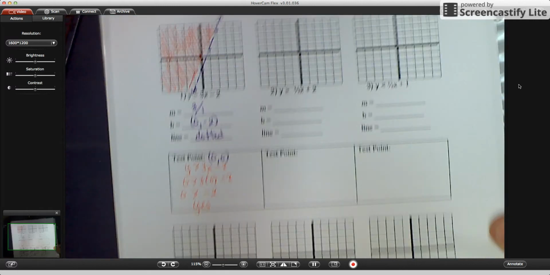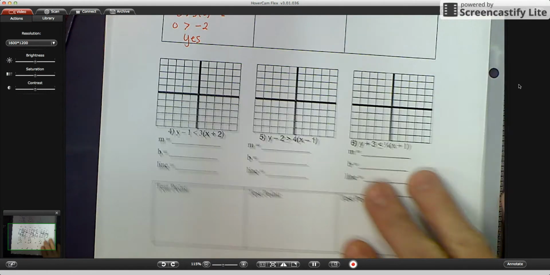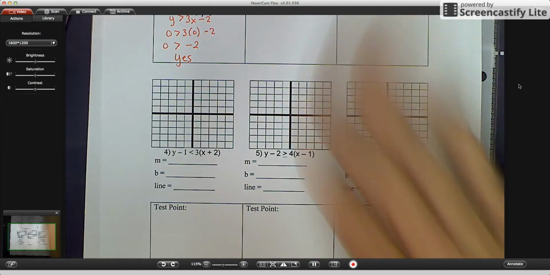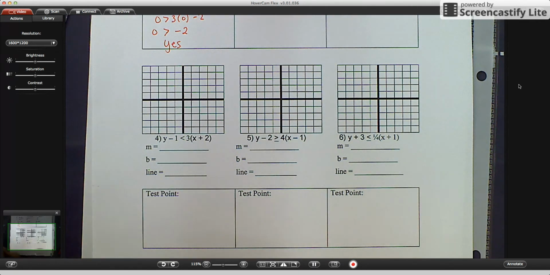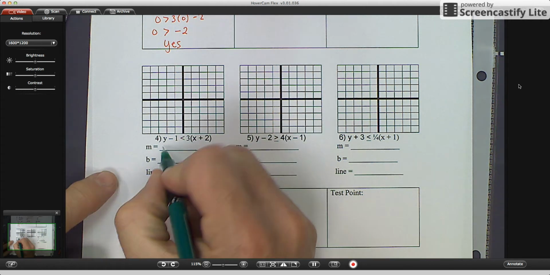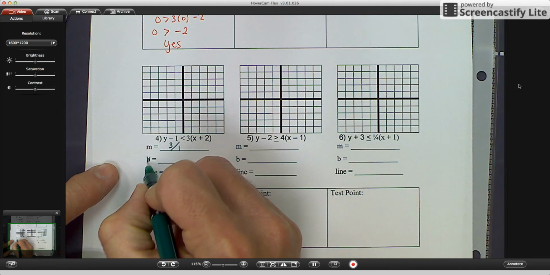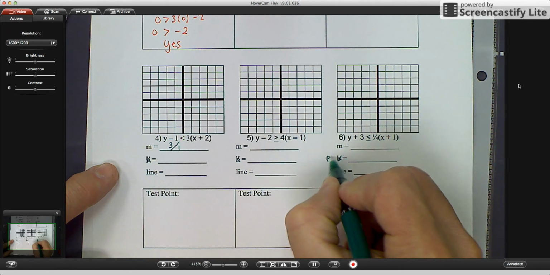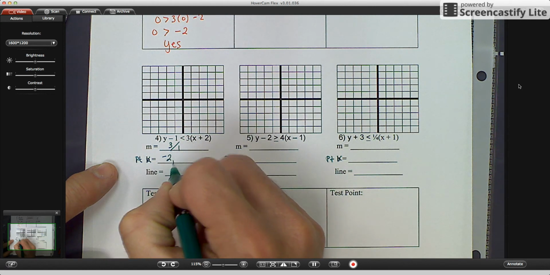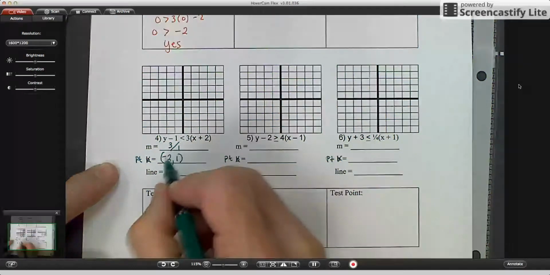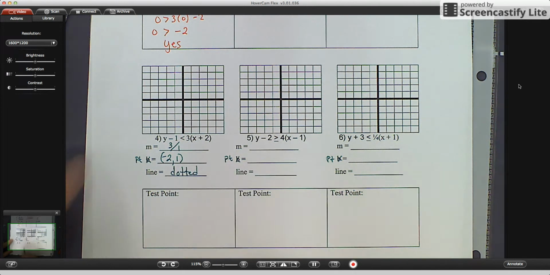I'm going to slide down here and go to number 4. And number 4 is a point-slope equation. And we have 4, 5, and 6 that are point-slope equations, or inequalities. They're inequalities. Point-slope inequality. We're going to do the same thing. So on this one, my m is 3 again, or 3 over 1. My starting point should be starting point, not b. The starting point would be negative 2, positive 1. And then the line, we have less than, so it's going to be a dotted line. So let's get started.